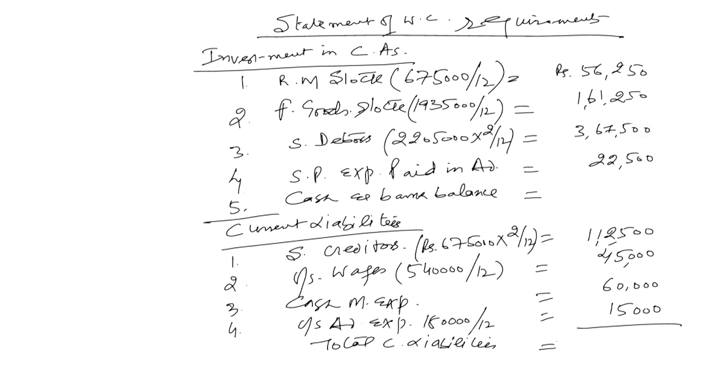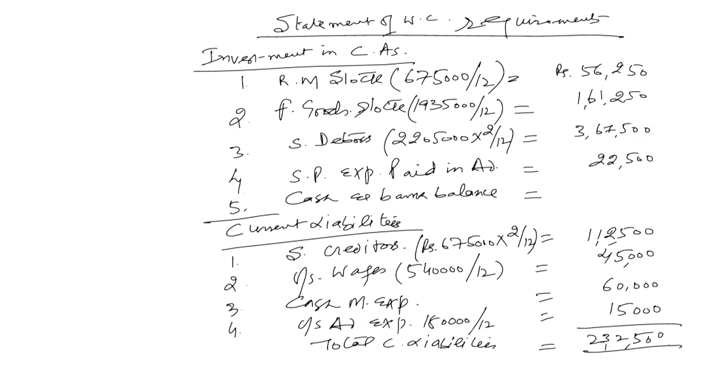Total current liabilities are how much? Here we have to see, this will be 0, then it is 0, then it is how much? This is 5, and then we will have to take this as 232,500. 232,500 is the total amount of the current liabilities.